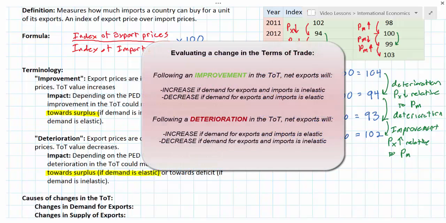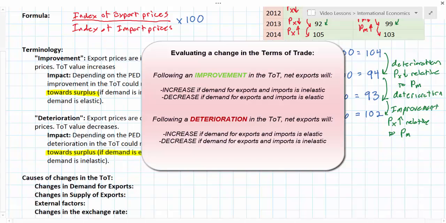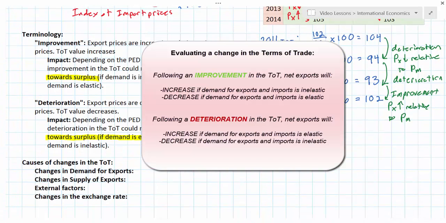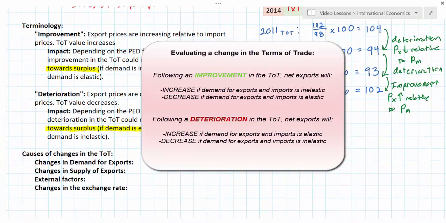Improvement does not necessarily mean the country is better off, and deterioration does not necessarily mean the country is worse off. That's a very important point when evaluating or analyzing the effects of a change in a country's terms of trade. Improvement will only actually improve the level of output in the country if demand for that country's goods is inelastic among foreign consumers and demand for imports is inelastic among domestic consumers.